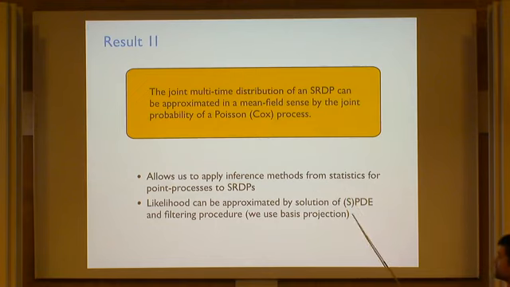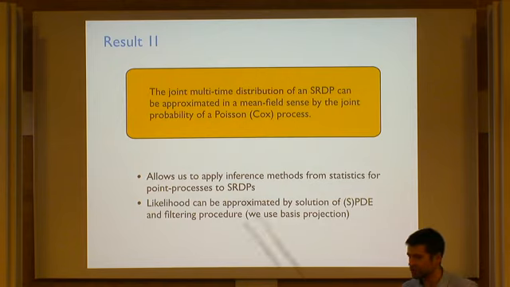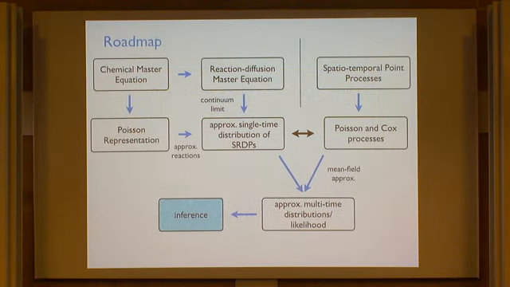All we basically have to do is solve a PDE or an SPDE, which again we have to do approximately in some way. We do this by basis projection, but I don't want to go into detail here. And we have to do some standard filtering procedure, which I also don't want to go into detail on. This now allows us to do inference directly, because we have a method to approximate the likelihood, as we wanted.